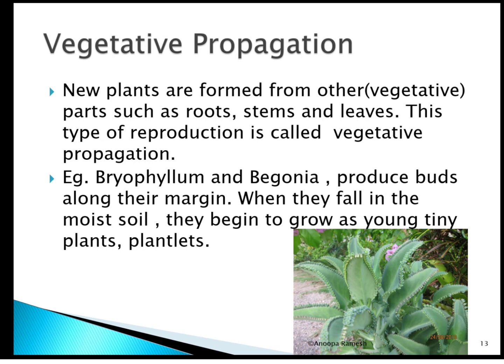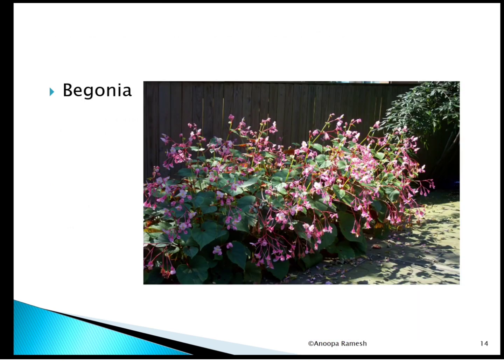Examples are bryophyllum and begonia. In these, the leaves actually reproduce. You can see the picture here. Along their margin, new plants are formed. Okay, children, so one example of vegetative propagation is bryophyllum and begonia. You might have them in your home, so just check it out. These will reproduce using their leaves. If you put a new leaf under the soil, you will get a new plant.